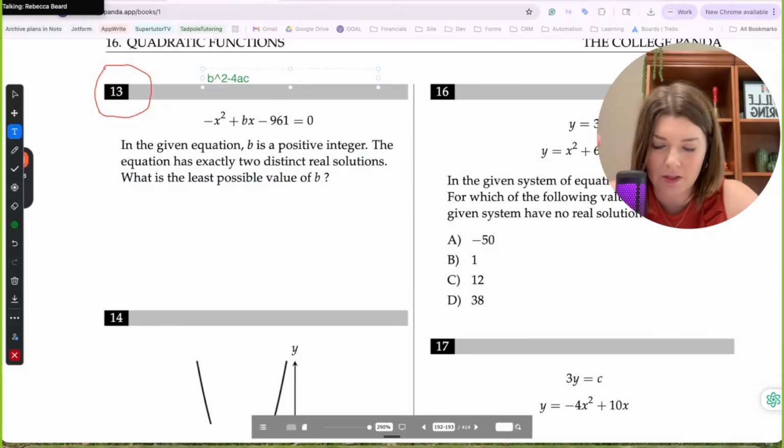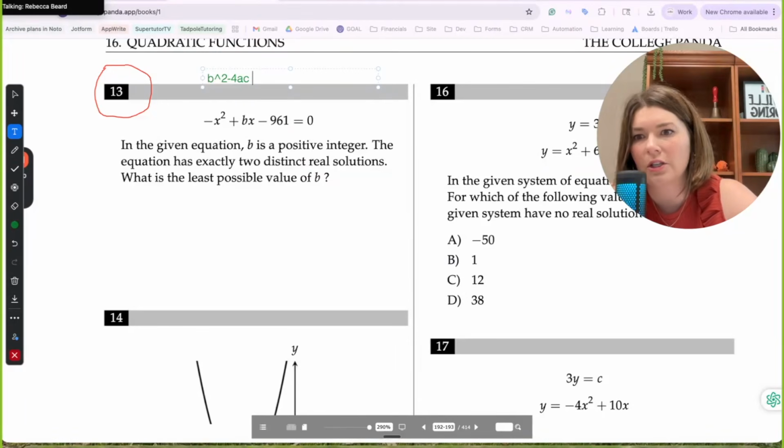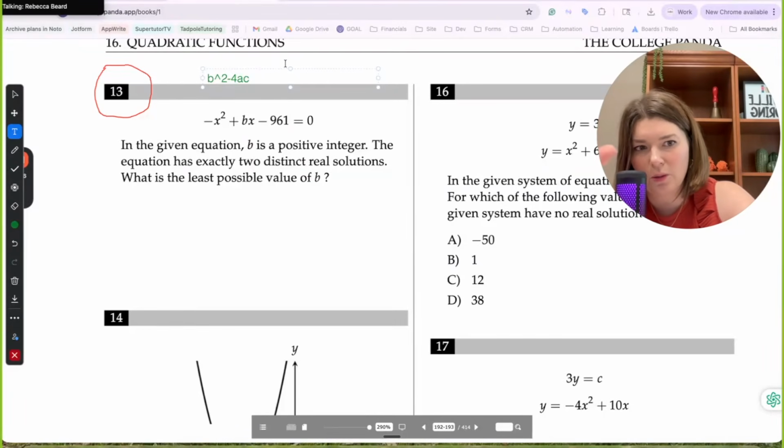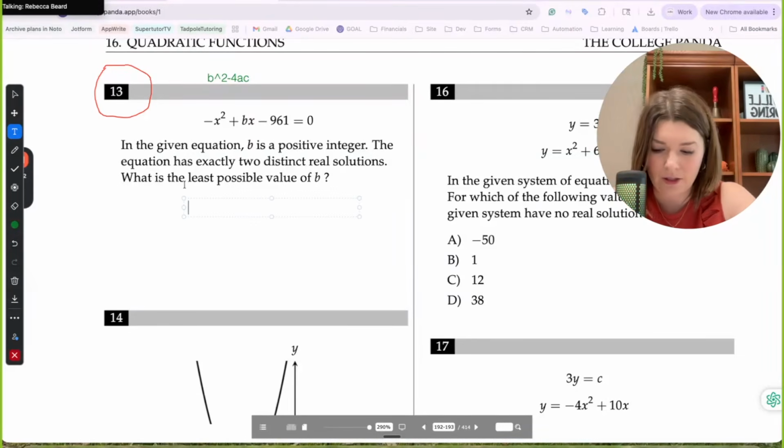So how you set this up in actual practice on this one, where b is a positive integer, the equation has exactly two distinct real solutions. What is the least possible value of b? So you pretty much have to take this discriminant formula and apply it to the situation. So we're going to type it out as we go. On this formula here, we are using the b squared minus 4ac formula.